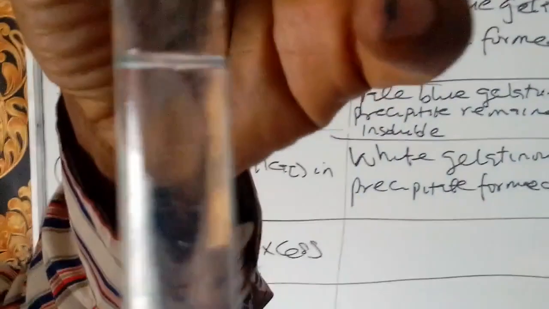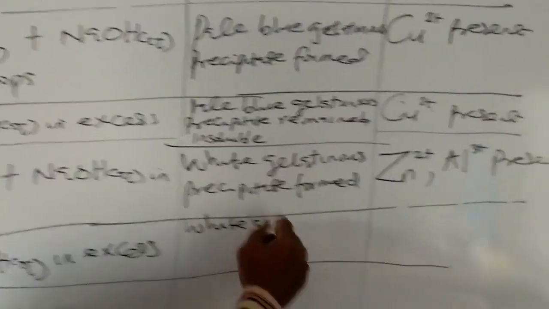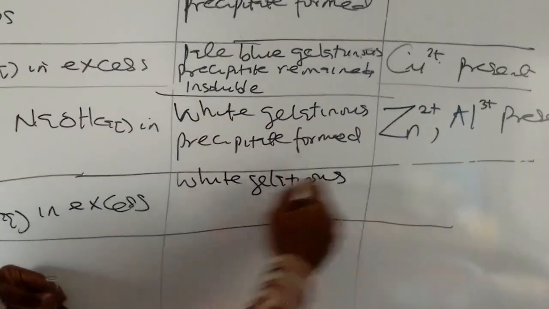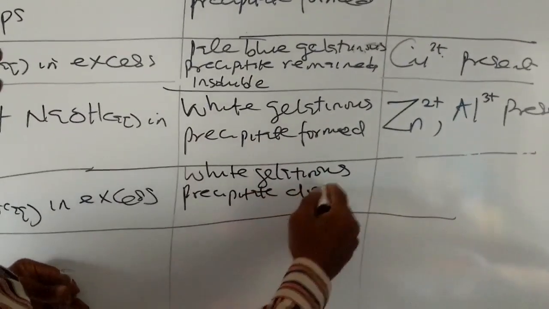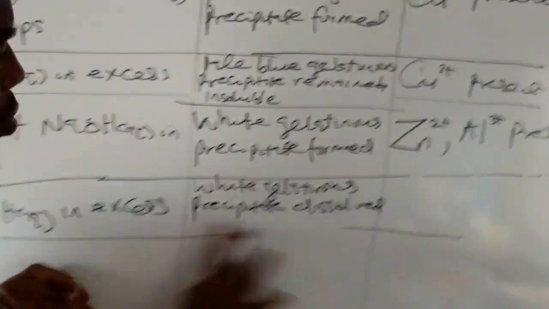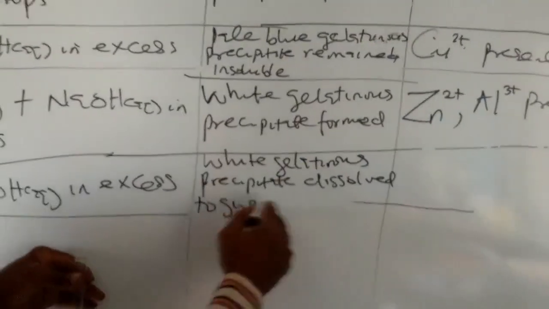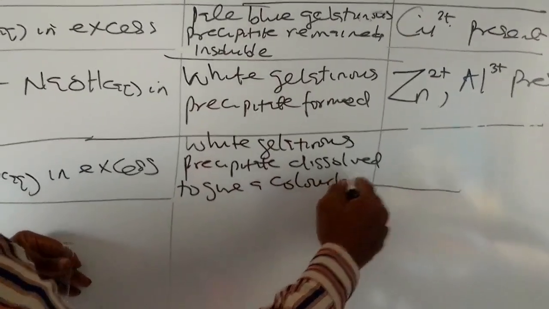So you see that the substance is clear now. We'll have it dissolved, nothing inside again. The solid has disappeared. The gelatinous nature has disappeared. So now I write on the board: white gelatinous precipitate dissolved to give a colorless solution.